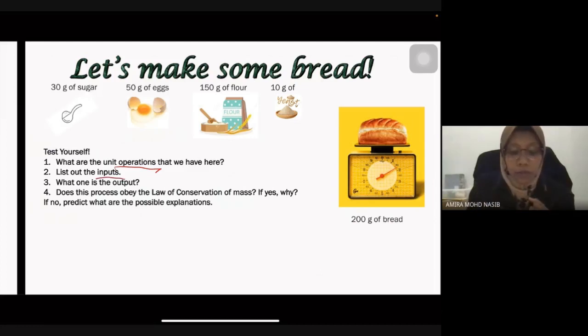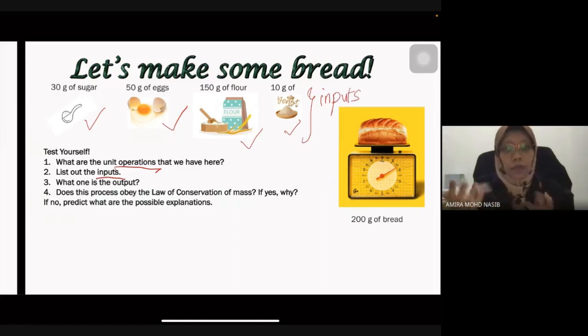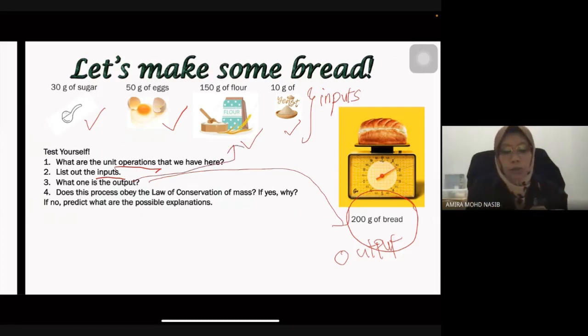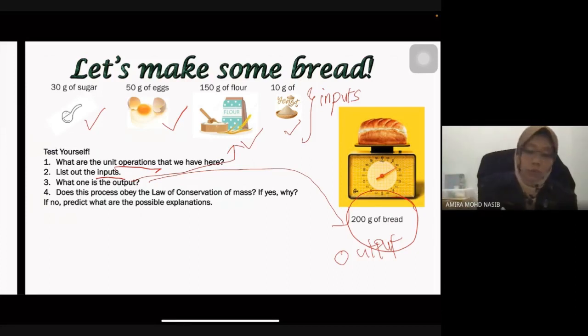For the input, you have 30 gram of sugar, 50 gram of eggs, 150 gram of flour, and the rest 10 gram of yeast. So these are your inputs. What are the outputs? Since we want to make a bread, your output is 200 gram of bread. Does this process obey the law of conservation of mass? Adding up all the weights here, how much do you get?